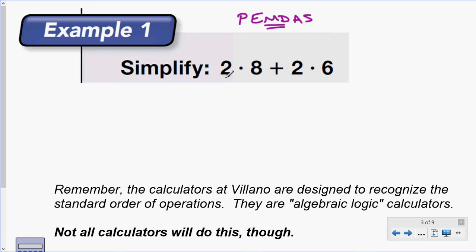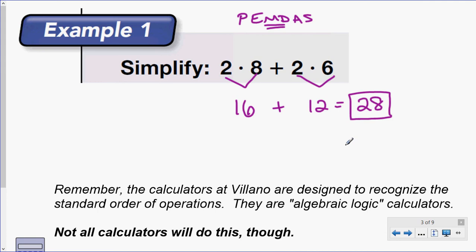So I would do 2 times 8, skip over the adding, do 2 times 6, and then add them. So 2 times 8 is 16. 2 times 6 is 12. When I add them up, I get 28. And that is the answer when I simplify that expression.